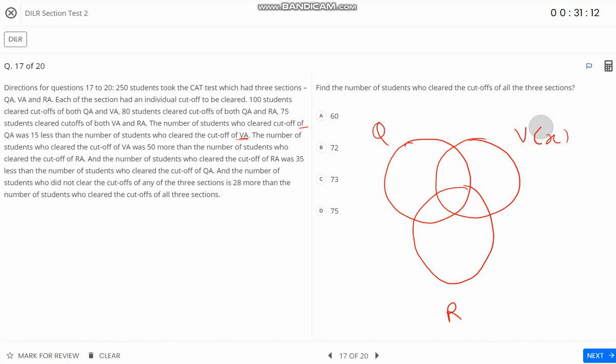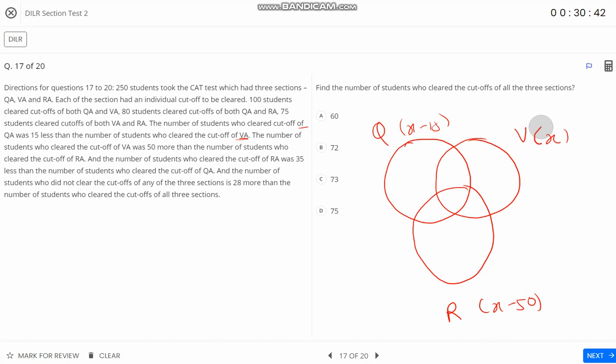So if VA we take to be X, then QA will be X minus 15. The number of students who cleared the cutoff of VA was 50 more than who cleared the cutoff of RA. So RA is 50 less than VA, and VA is X, so RA will be X minus 50. So this much is done. VA was 50 more than the number of students who cleared the cutoff of RA. That's very obvious.